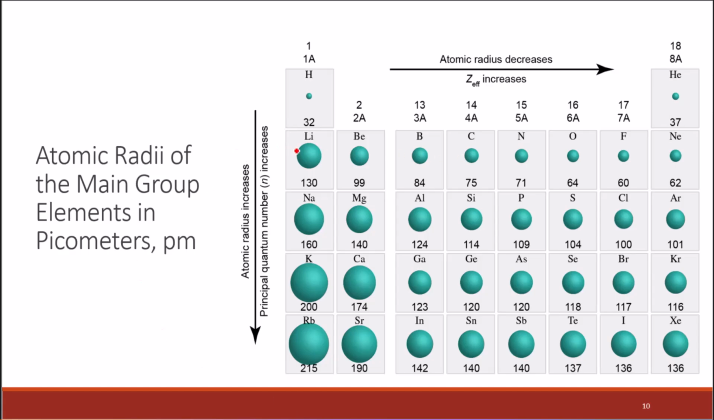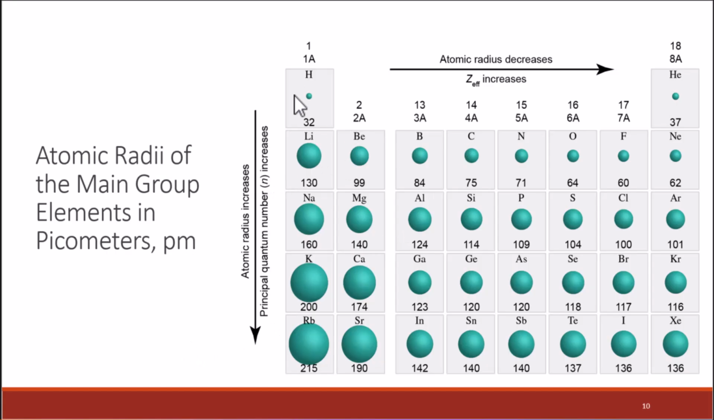So this is a chart or a representation of actual atomic radii. They're measured in angstroms, and so atomic radii of the main group elements in picometers. One picometer is 10 to the minus 12th of a meter, so there are 10 to the 12th picometers in a meter. It's just a very small unit of length or radius because atoms are really tiny.